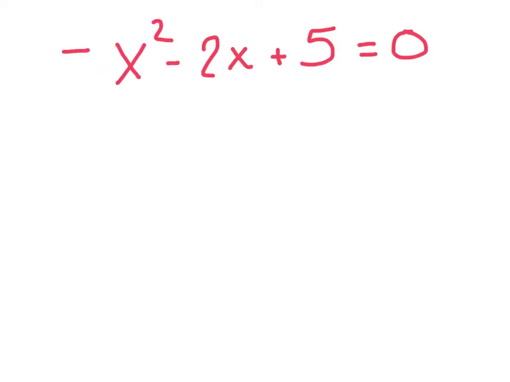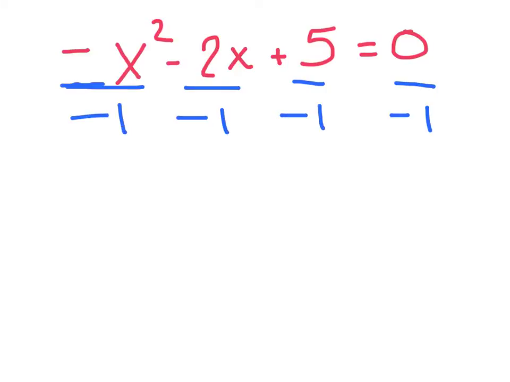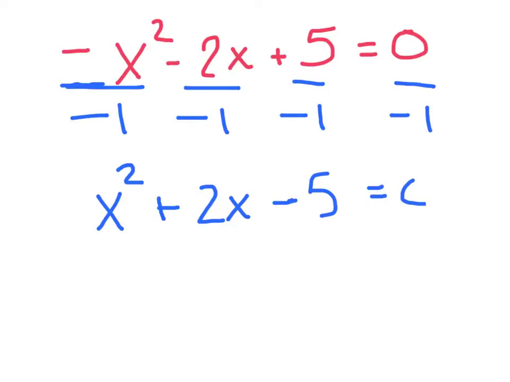All right, third example. Negative x squared minus 2x plus 5 equals 0. Is that leading coefficient a 1? No, there's a negative 1 there. So take your time and divide each term by negative 1. So I get x squared plus 2x minus 5 equals 0.